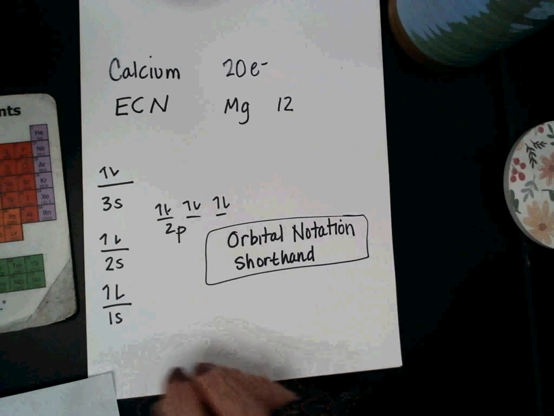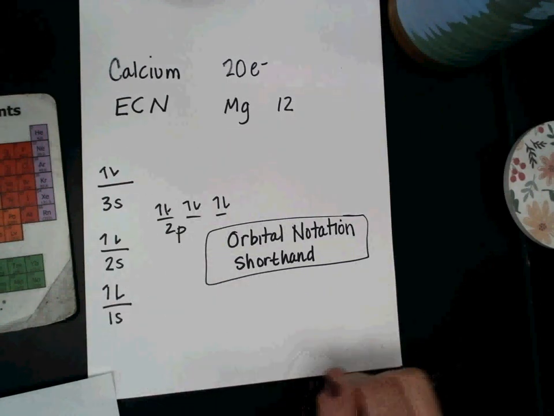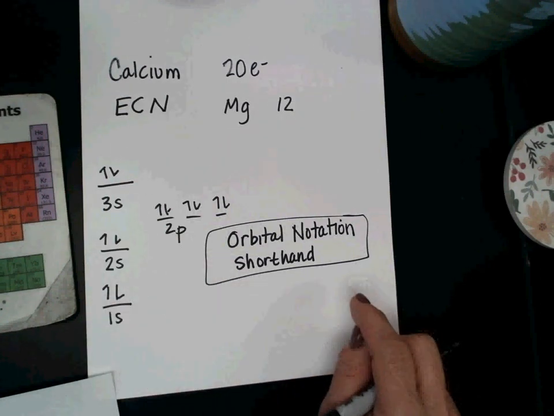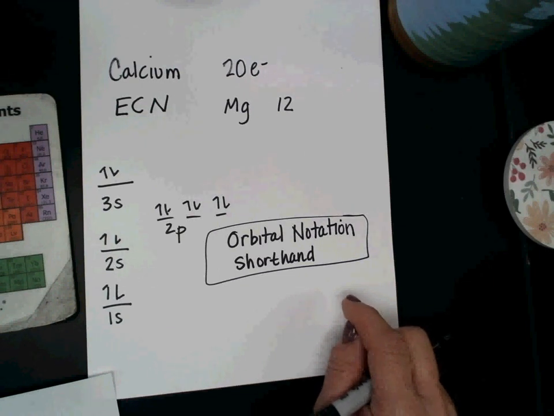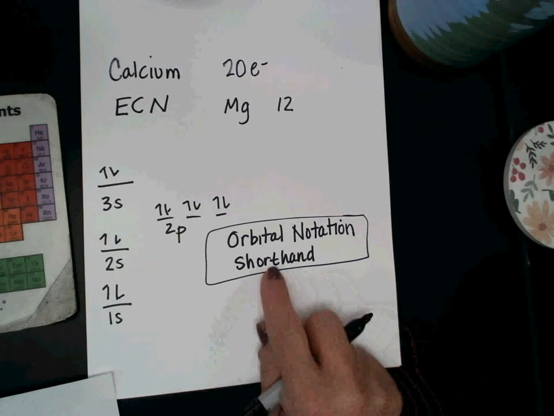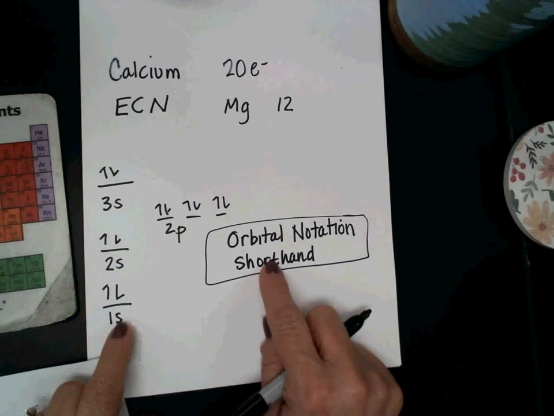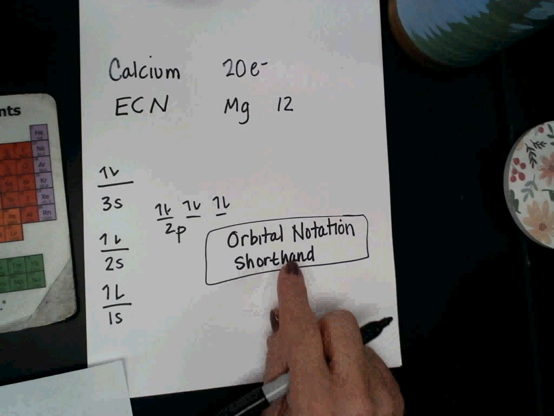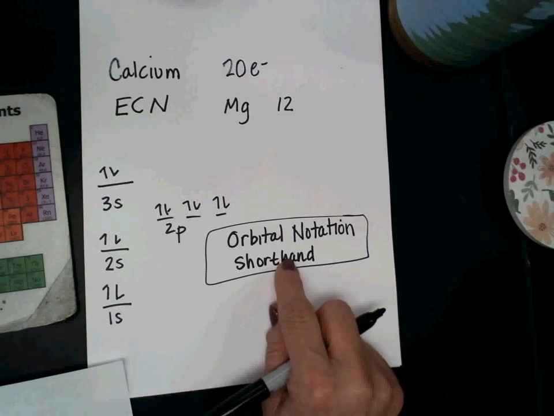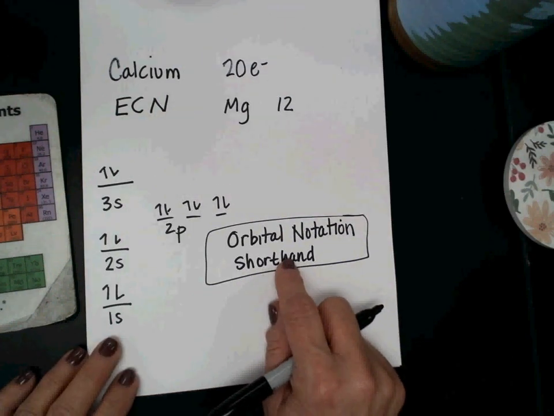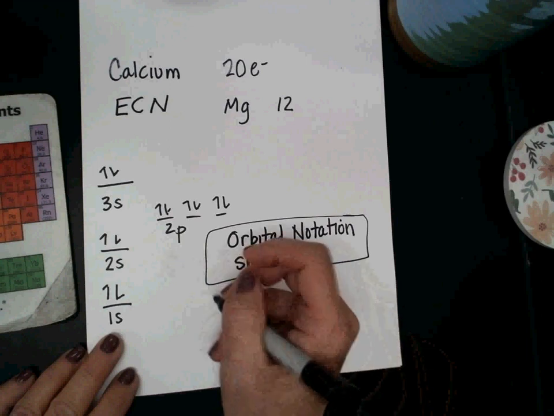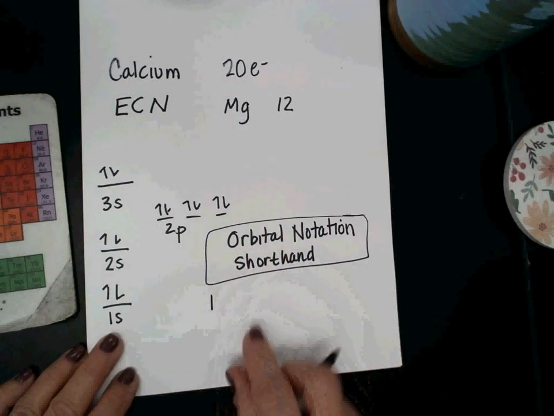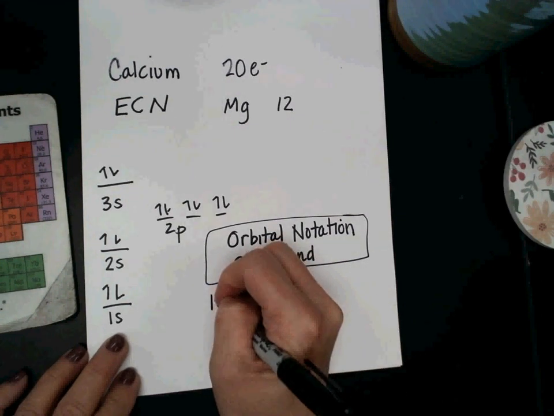Did y'all get this little drawing? Yeah? Now I'm going to show you the next step, the way we can use this information after we have it. It's called orbital notation shorthand. When you get really good at this, you can do this without all the arrows, but it doesn't come easy at first. So when we do our orbital notation shorthand, we go to the lowest energy level, which is 1.